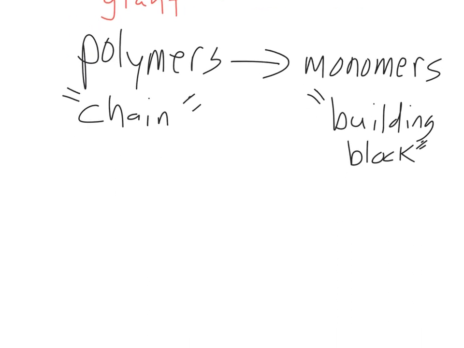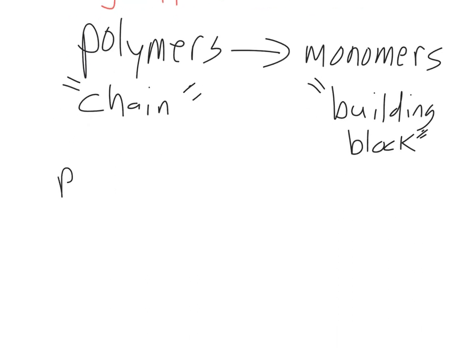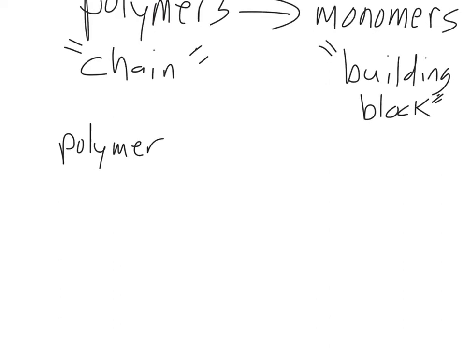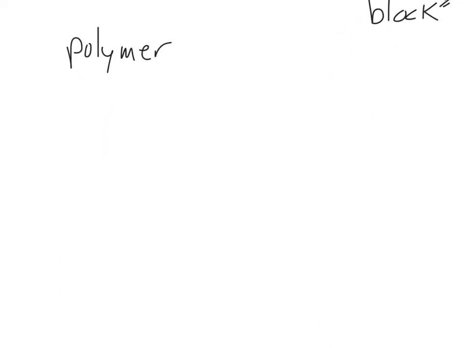So let's give a couple of examples of this. So the best example I can think of for a polymer versus a monomer, think of a polymer as a train. Okay, so what would the monomer be? What's the building block of a train, guys? So a monomer of a train would be one car.